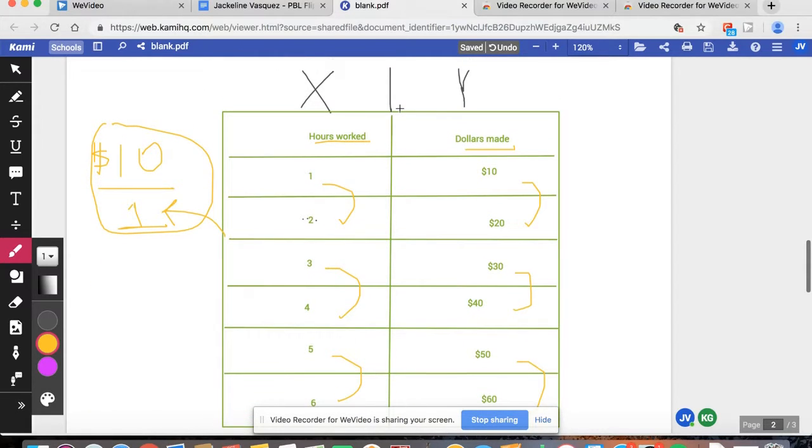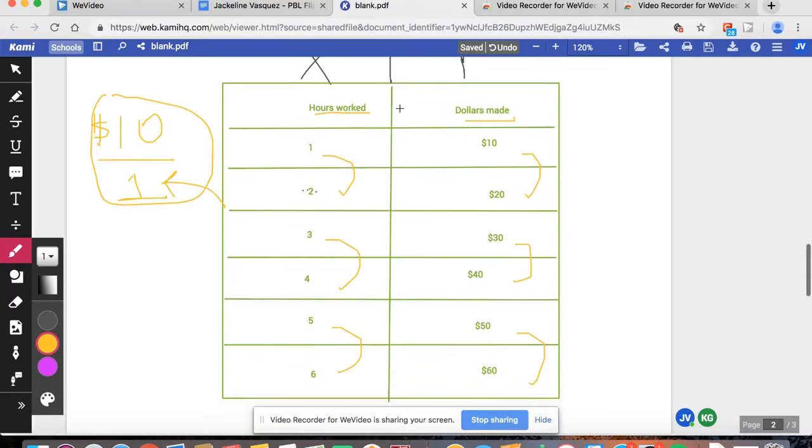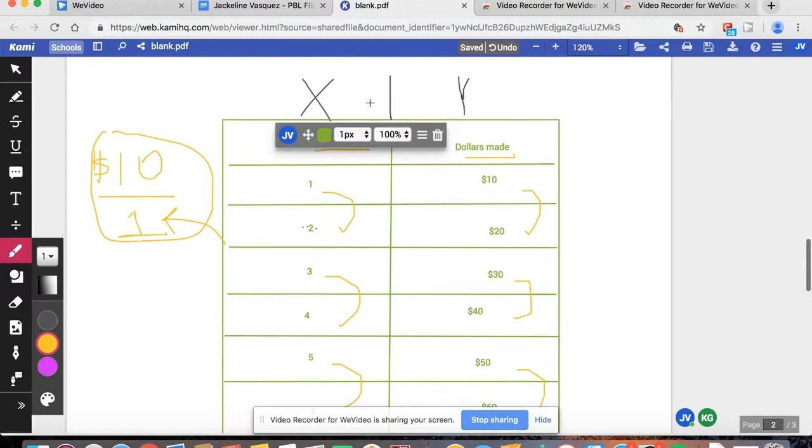So for the table, you're going to have two columns, and in our case, this is going to be separated into 7 rows. Now, the x variable, which is in our case the hours worked, is going to be on the left hand side, and the y variable, which in our case is going to be the dollars made, is going to be on the right hand side. Now, the x-axis and the y-axis are always going to be in the same place. You always want to have your x variable on the left and then your y variable on the right.